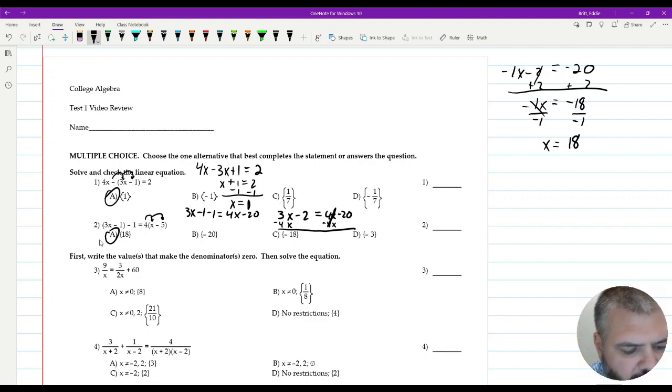Number 3, it says first write the values that make the denominator 0. So those are restrictions. So the only way you can make this denominator, this 1x to the first power, or 2x to the first power, the only way you can make those 0, since you have a product or no number in front, which we really have a 1, is by letting it equal 0. So x cannot equal 0. That's a restriction. If you look at your choices down here, you see that 3 of them have x cannot be equal to 0. So definitely not D. Because we do have a restriction.